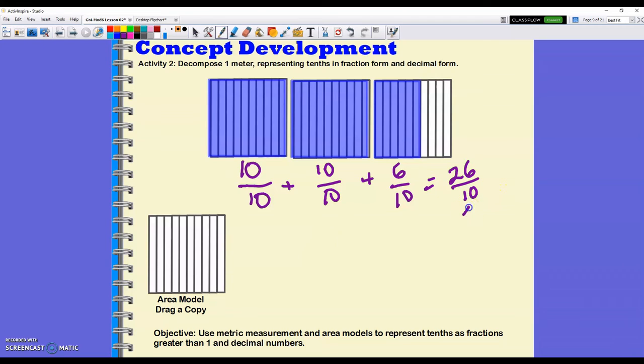We can decompose this. So we know we can pull out 1 whole group of 10, 2 whole groups of 10, and that leaves us with 6/10. So we can rewrite this as 2 6/10. We can also show this in decimal form. So we can do this as 2.6. Many different ways we can show this.